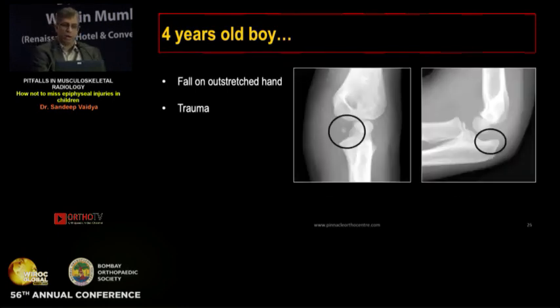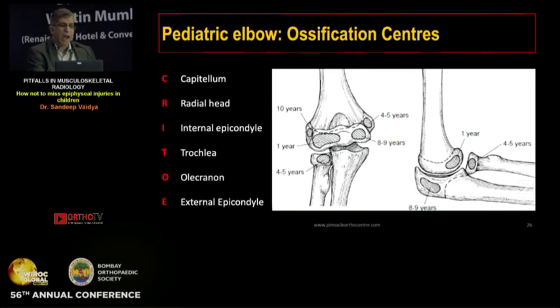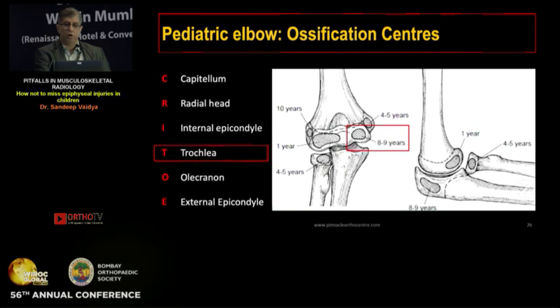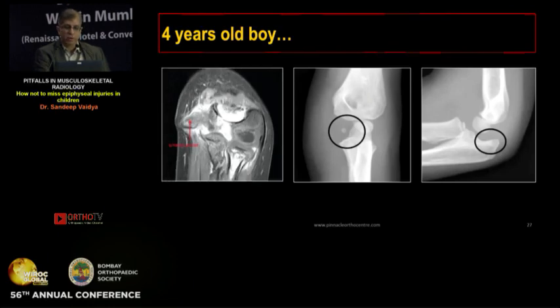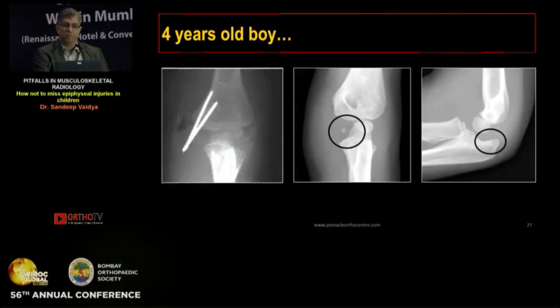Another example, again a 4-year-old boy, fall on outstretched hand, and you can see an ossification flake within the elbow joint, in the ulnohumeral joint. This can be thought of as the ossification center of the trochlea. But wait, this is a 4-year-old boy. And if you look at the ossification sequence of the elbow, you realize that the trochlea ossifies only around the age of 8 to 9 years. So obviously in a 4-year-old child, this cannot be the trochlea. And when you do advanced imaging, you realize that this is an entire medial condyle fragment, which then requires open reduction and internal fixation.